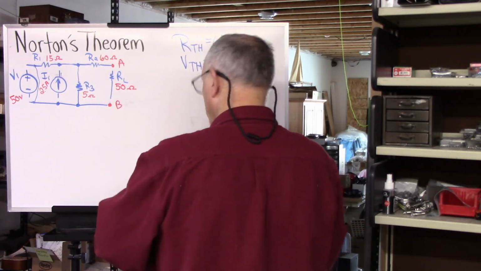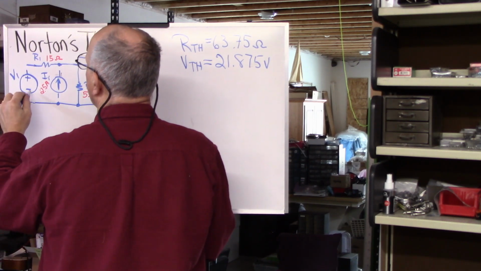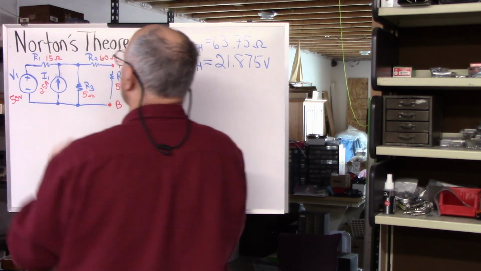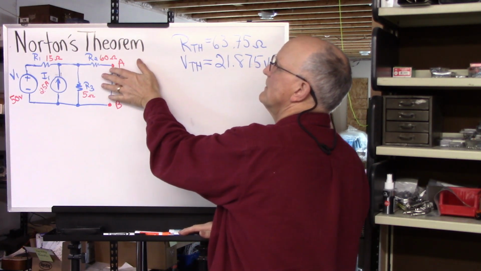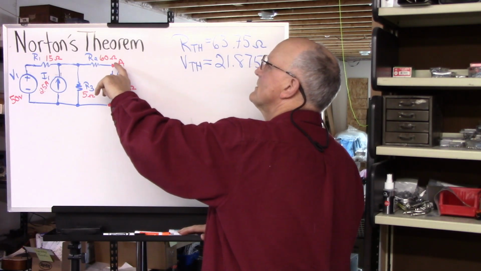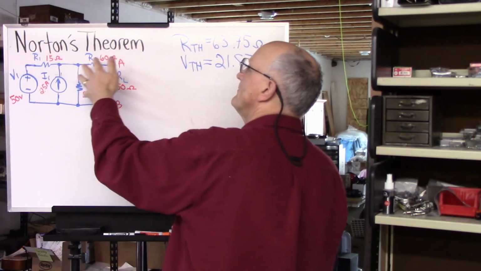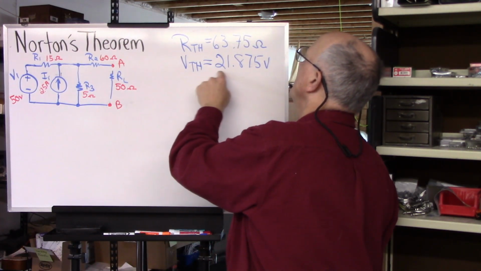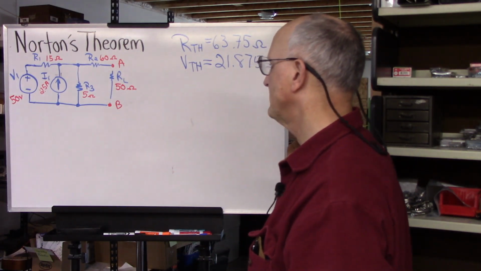Once that is done, we then remove our short, we reconnect our voltage source, we reconnect our current source, but we leave the load resistor disconnected. This is an open circuit. And now what we want to do is find out what the open circuit voltage at A and B is with this connected like this. Having done that, V Thevenin comes out to be 21.875 volts, open circuit voltage.